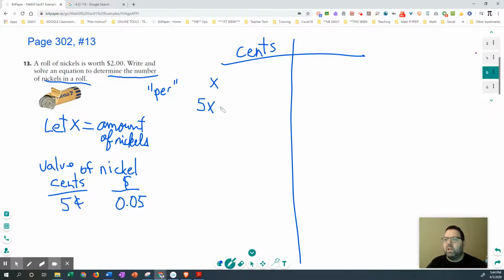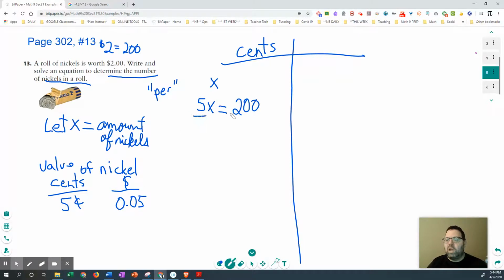Now, in this case, what's it supposed to equal? In terms of cents, right? In terms of cents, it's supposed to be 200 cents. All right? $2 is equal to 200 cents. Okay, again, I mention this because some people, they get a little whacked out when they want to do decimals.